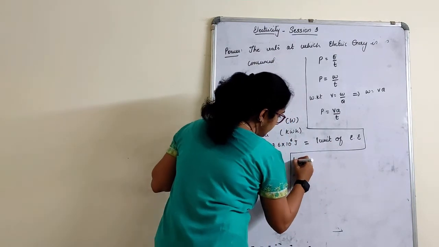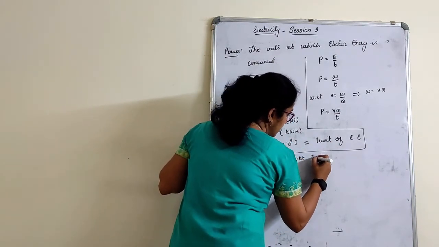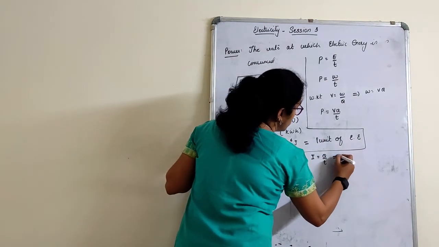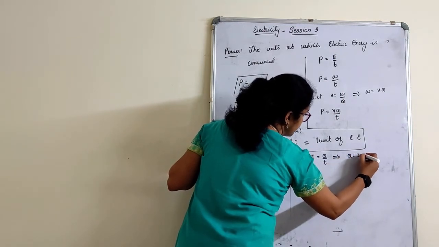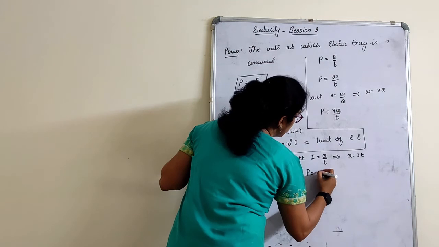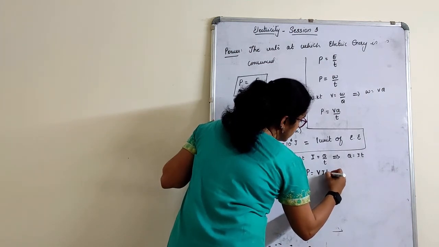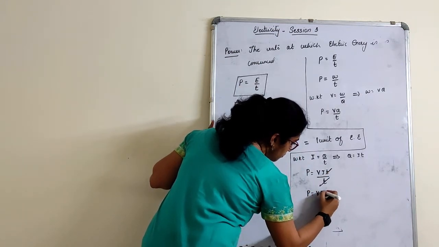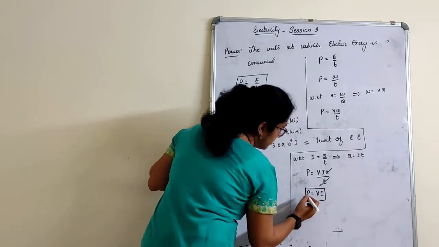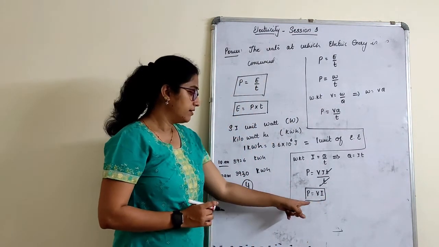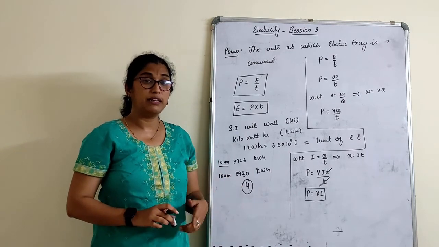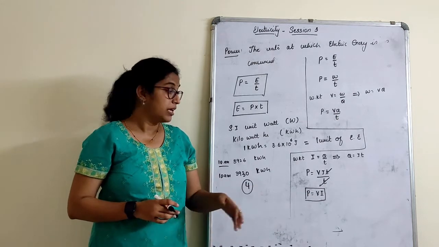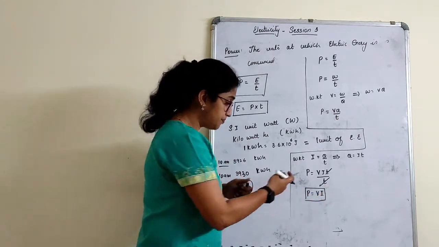Here I will write again: we know that I is equal to charge by time. So Q is equal to I T. Substitute: P is equal to V I T divided by T. So P is equal to V I. See, the derivation is only for your reference. That means power is equal to voltage into current. When voltage and current are given and I ask you to find power, this is the formula.